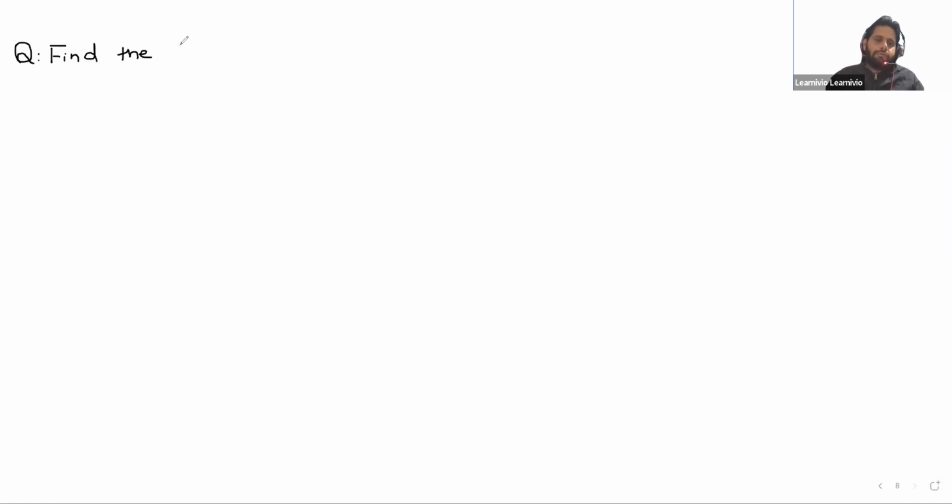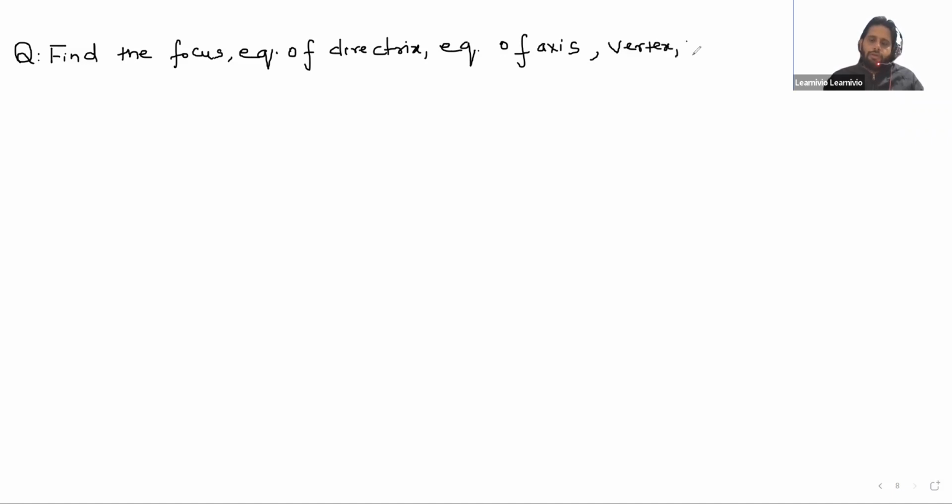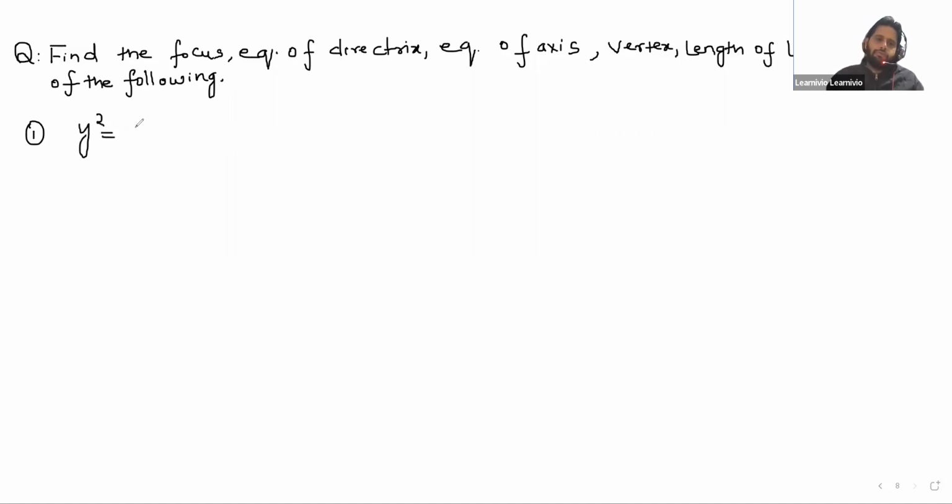Find the focus, equation of directrix, equation of axis, vertex, length of latus rectum of the following. Suppose the first equation is y squared is equal to 8x.